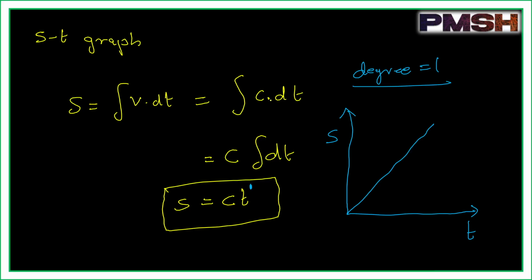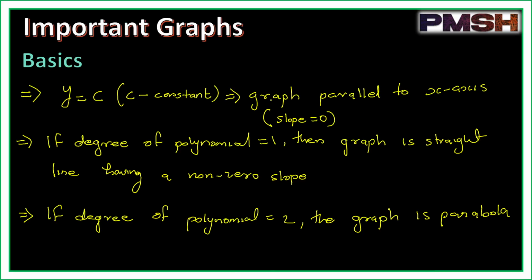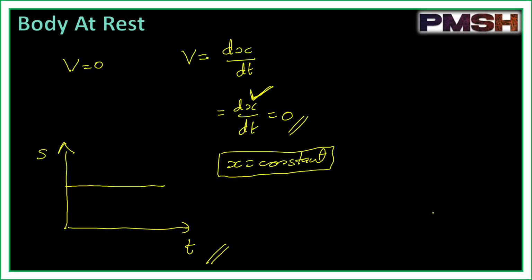So these are the things we have discussed. We have discussed some basic concepts that you must be knowing. That is, when you have something as constant, the graph will be parallel to the x-axis with slope 0. If the degree of the polynomial is 1, then the graph is a straight line having a non-zero slope. If the degree of the polynomial is 2, the graph is a parabola.